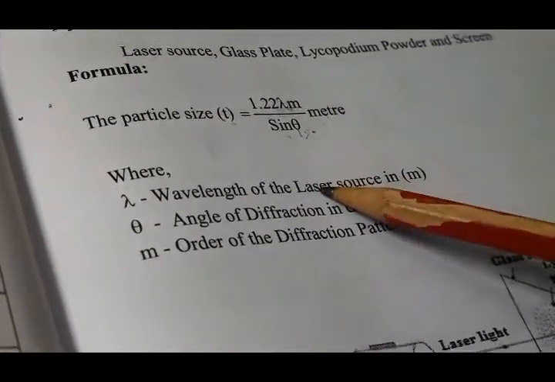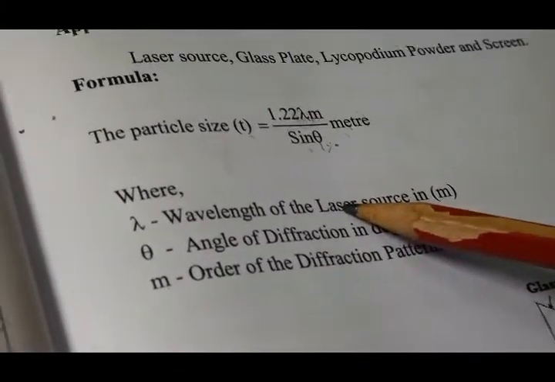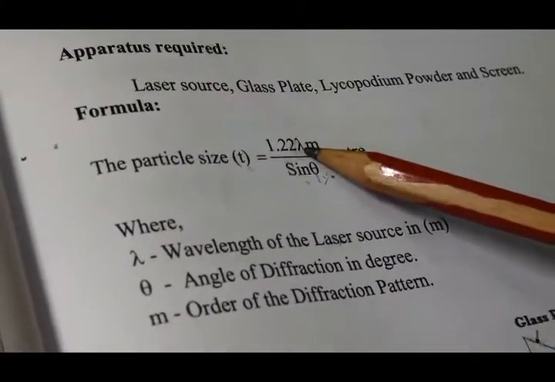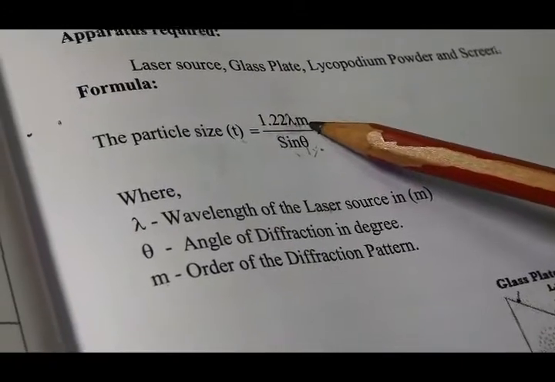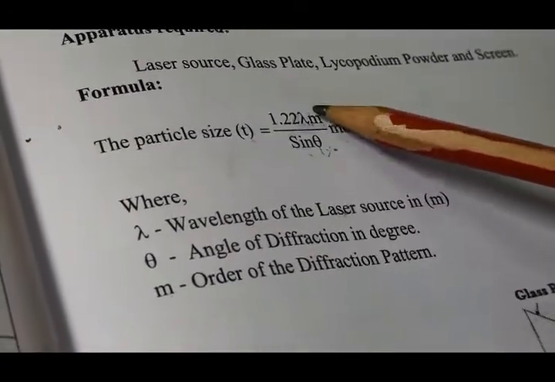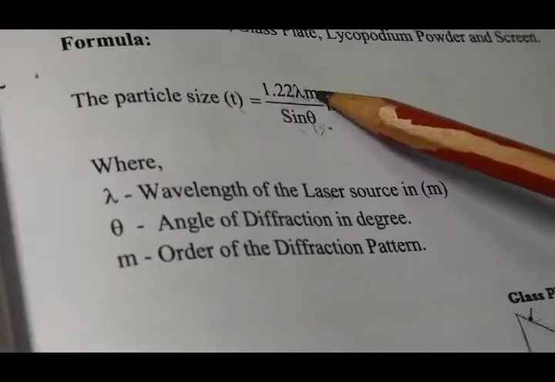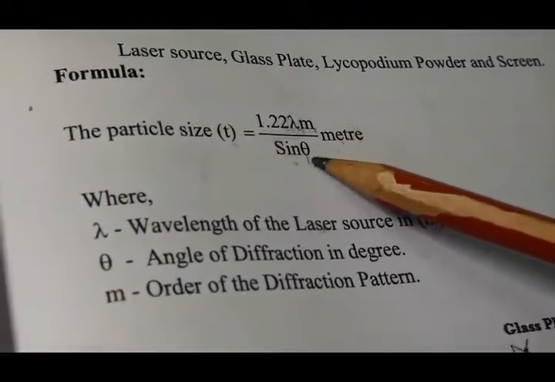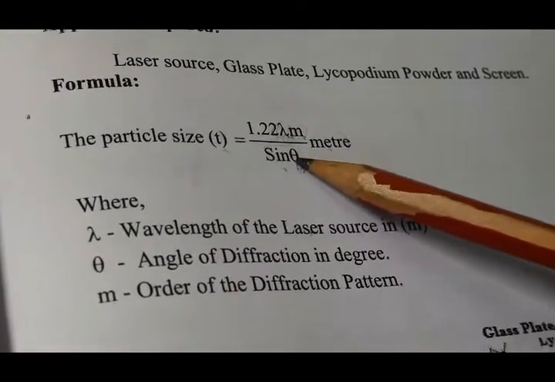We already found the wavelength of the laser source. That is in our first part. Substitute lambda from that. For m, which order are we doing? We have done only two orders. Either we are doing it for first order or second order. First order means m will be 1, second order means m is 2. And sin theta from the tabular column will be substituted here.